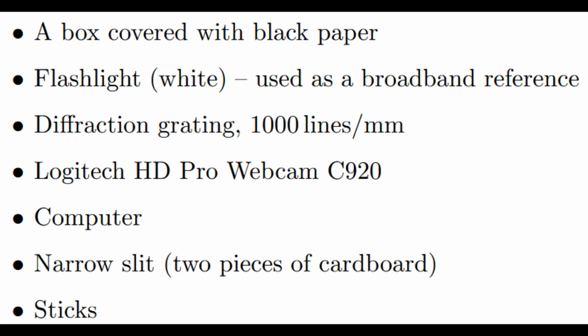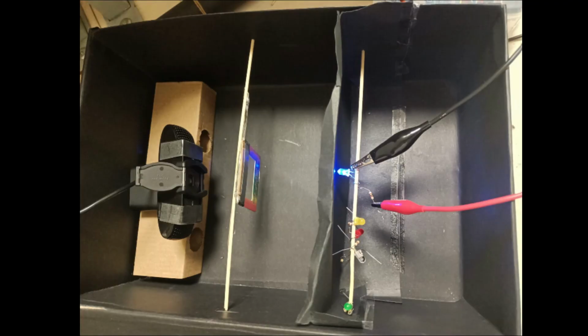For the spectrometer part of our experiment, these were the equipment we used, and this is the setup. For the setup, we placed the grating in front of the camera. We placed the paper with a narrow slit in front of the LEDs to pass little light and to get good diffraction imagery. We fixed the grating and LEDs using sticks. We also covered the interior of the box with black paper to prevent light reflection.